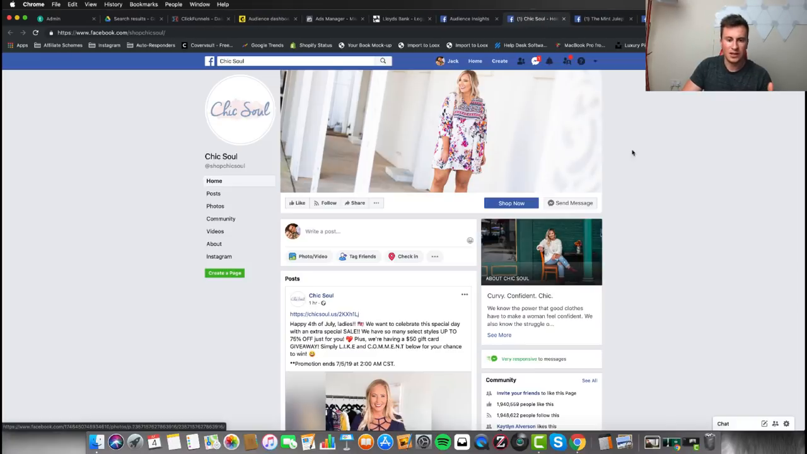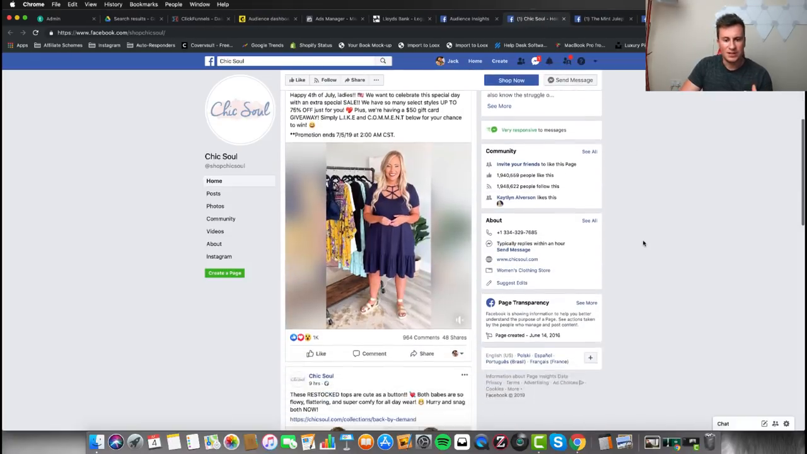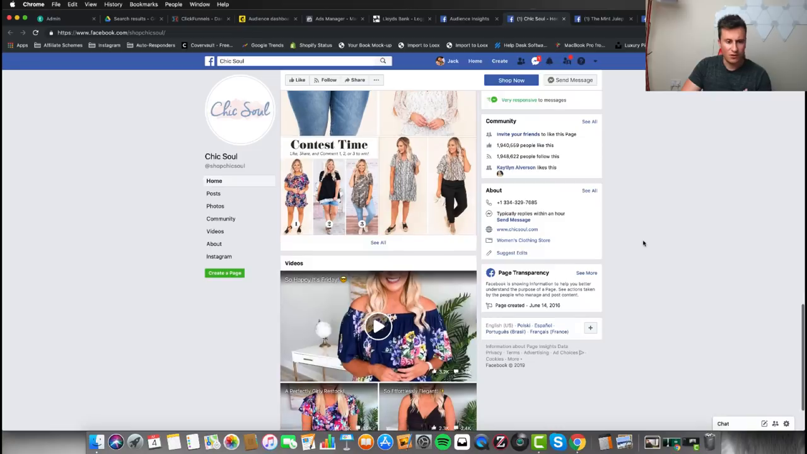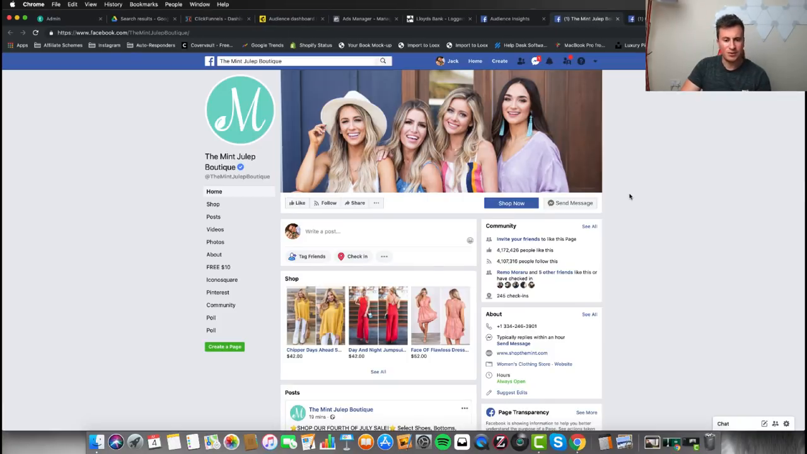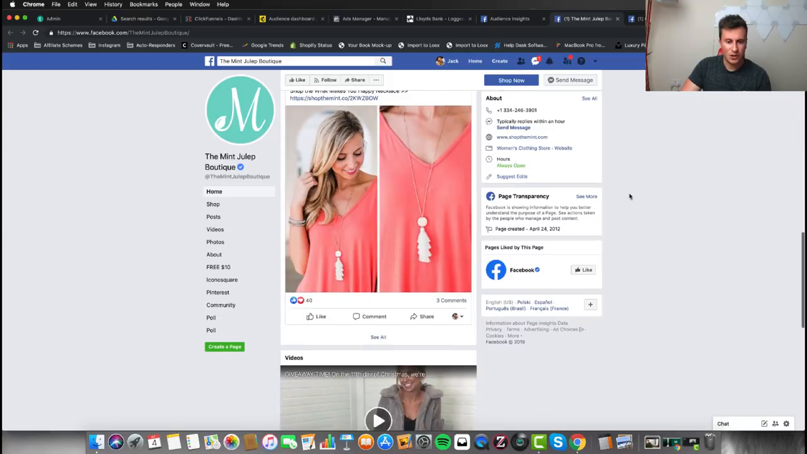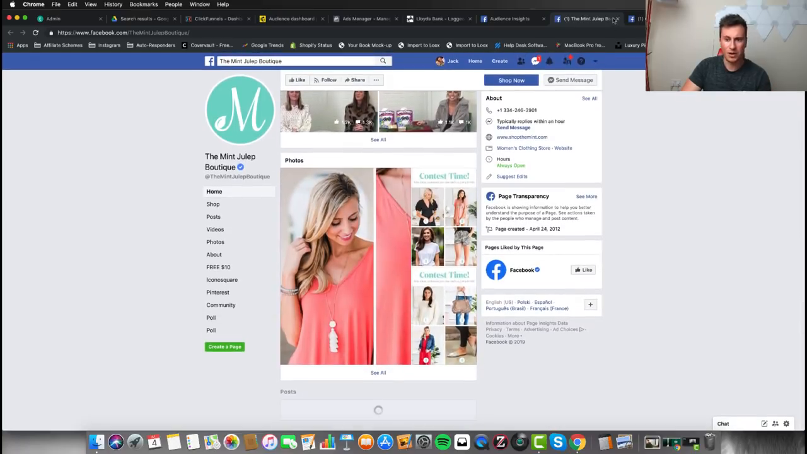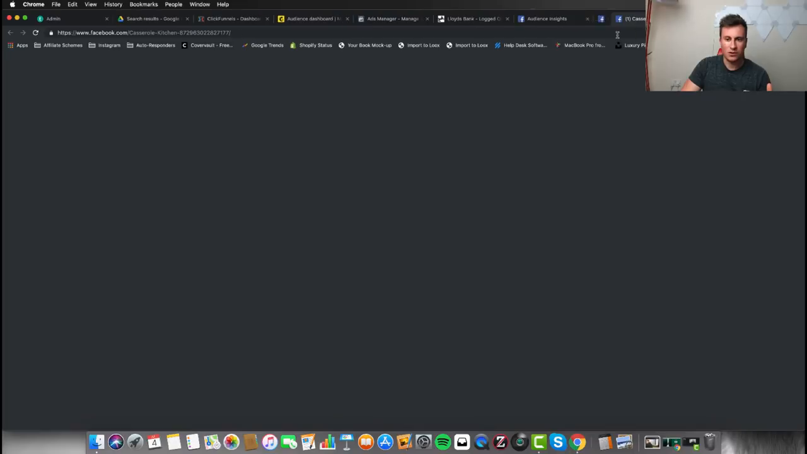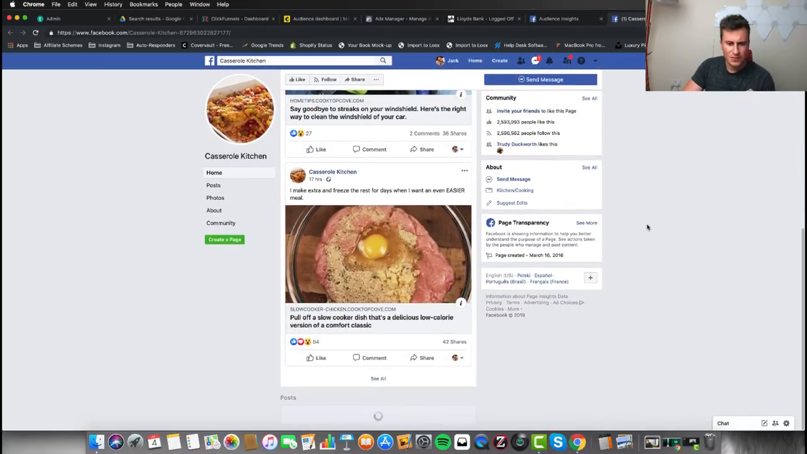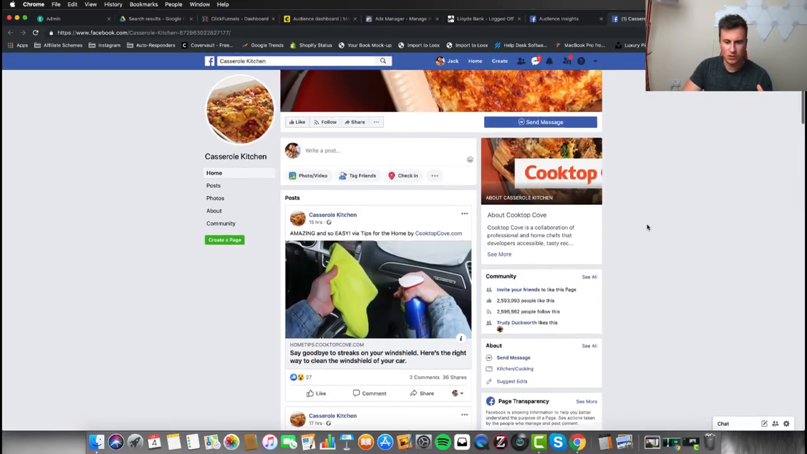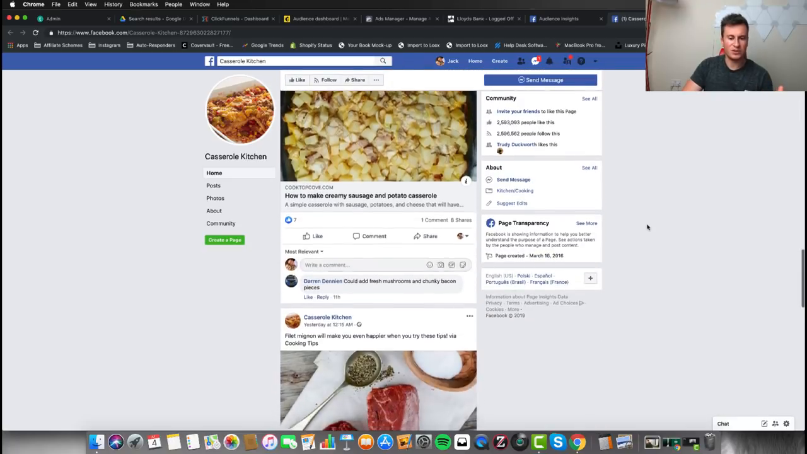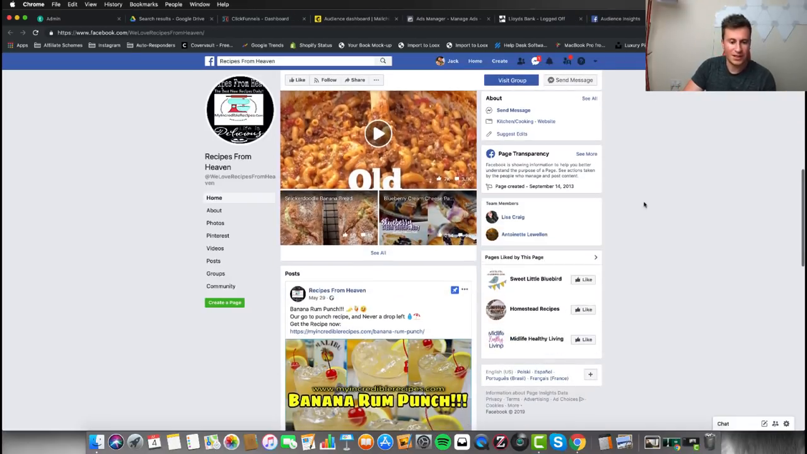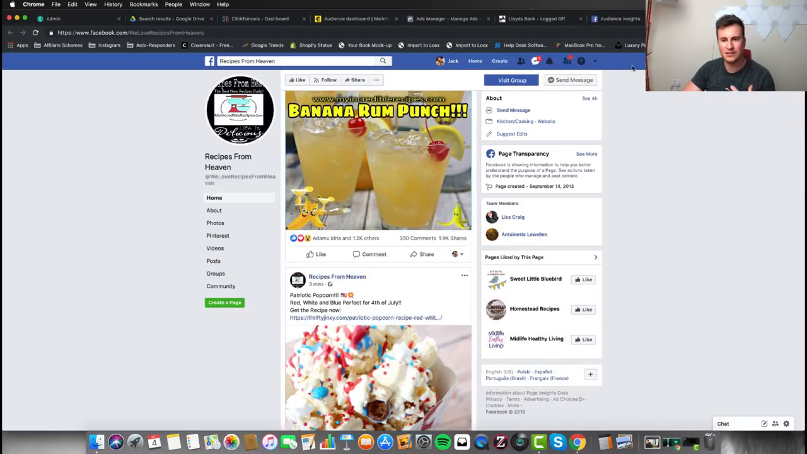If we have a look at the next page, then you can see this is nothing to do with kitchens whatsoever. It looks like some sort of clothing company, so that's not a good sign. If we have a look at this one, it's kind of the same thing, another clothing or apparel company. If we have a look at this next one, this looks more like it, more kind of related. There's something about cleaning, but the majority of the posts seem to be about cooking, which is a pretty good sign. And then Recipes from Home, and again, it's about cooking. So 3 out of 5 isn't too bad.